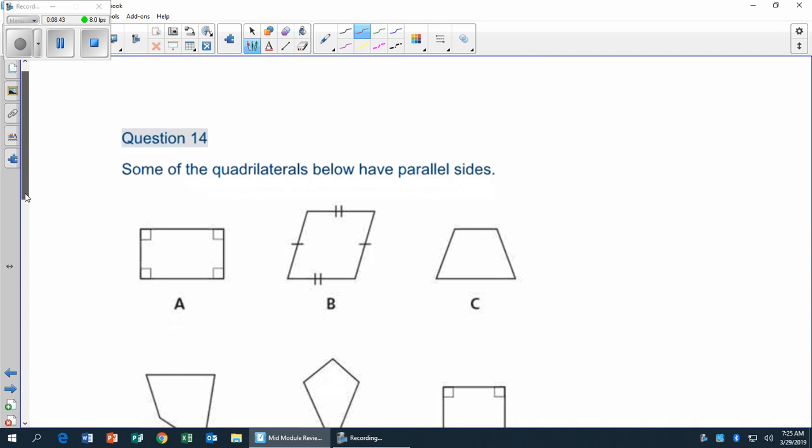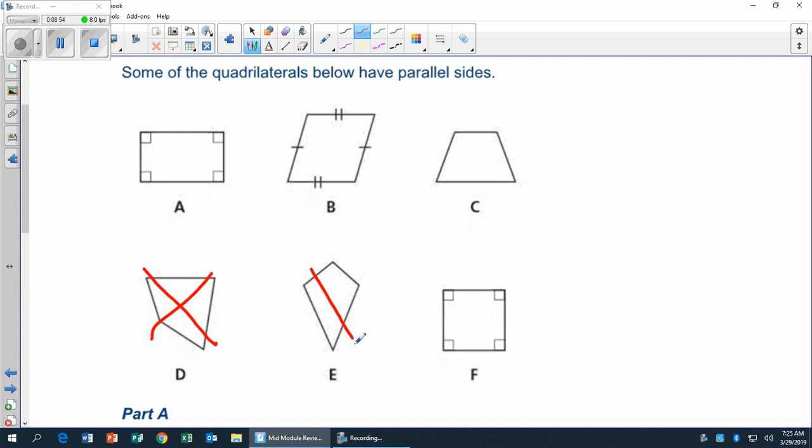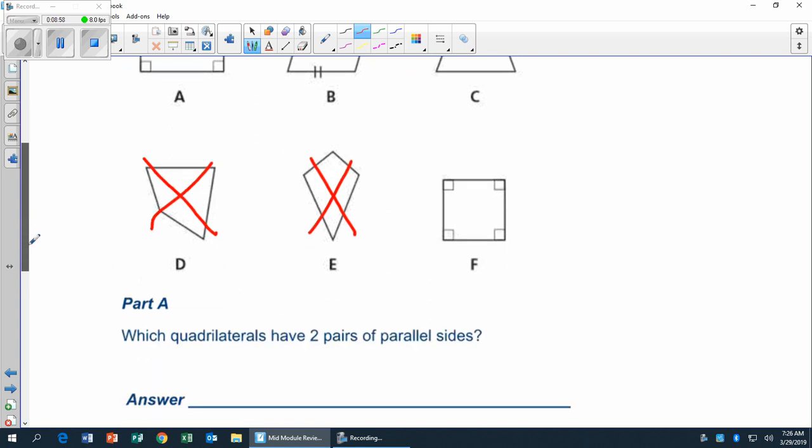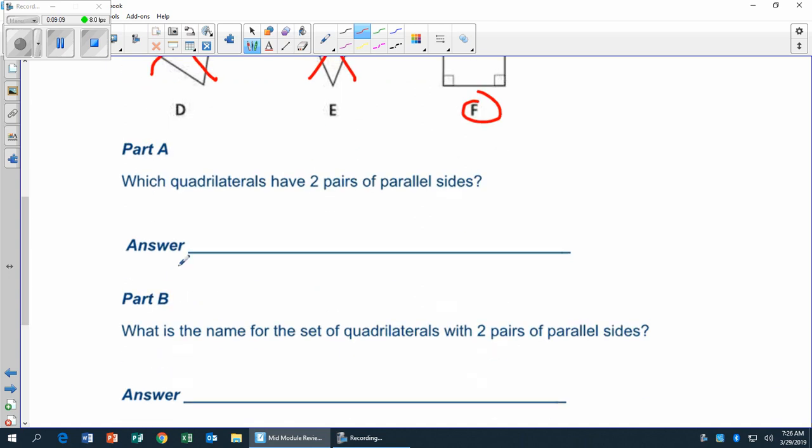Next question. Some of the quadrilaterals have parallel sides. So we look at this one, and I can see right away that this one doesn't have parallel sides at all. So we're just going to get rid of that one. And this one doesn't have parallel sides either, so we're going to get rid of that one. Now it says which quadrilaterals have two pairs of parallel sides. Well, this only has one. So I see that A, B, and F all have two pairs of parallel sides. So we're going to write A, B, and F.